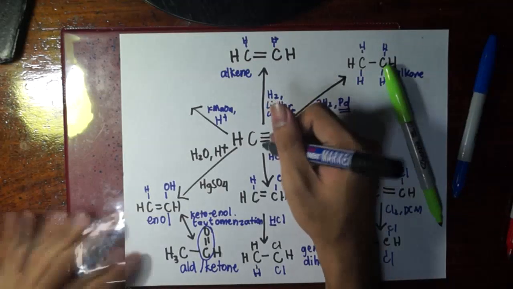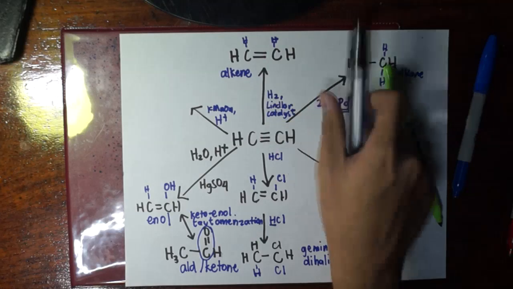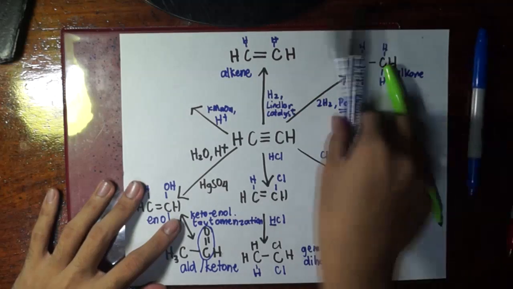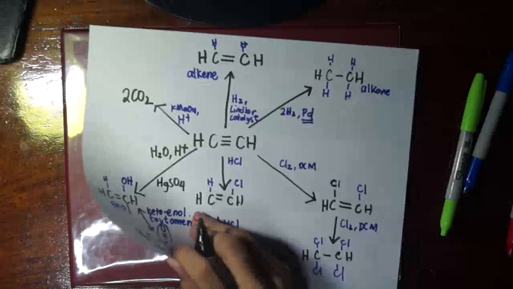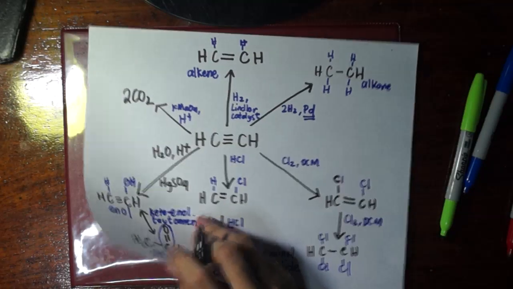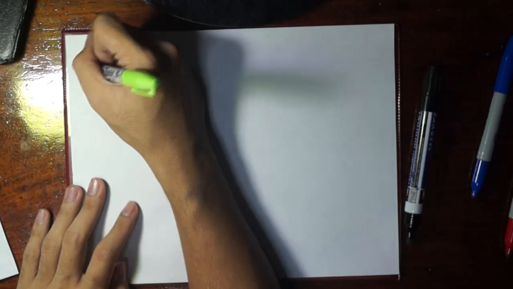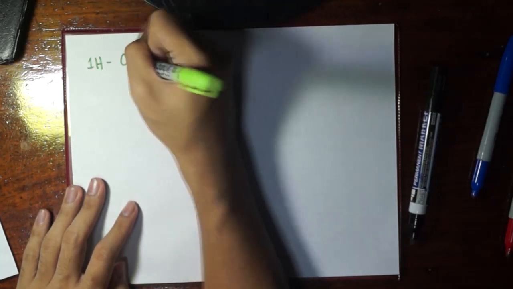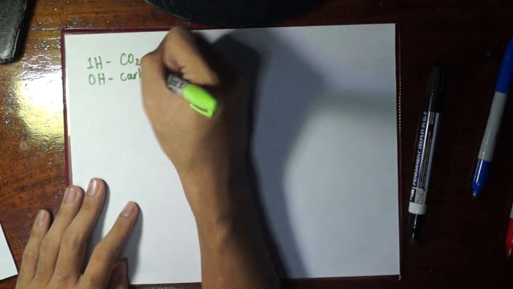So since these ones, what do we follow? One hydrogen. Both of these carbons have one hydrogen, so we would say that the product is 2 moles of carbon dioxide. Now let's go further. Let's try to elaborate or verify the strong oxidation rules for alkynes. So again, 1 hydrogen yields carbon dioxide, 0 hydrogen would yield carboxylic acid.